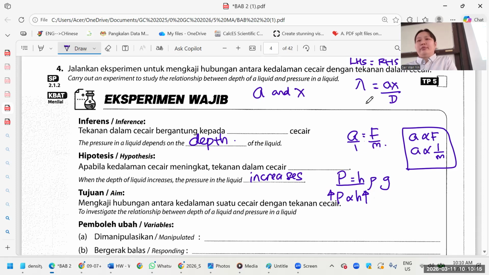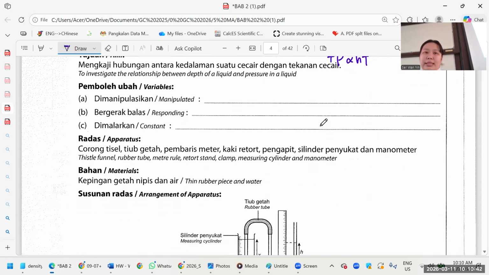If you move A down here, X will be up here. They are actually inversely proportional. I must move one on each side first. Okay, right? Now we look at this.